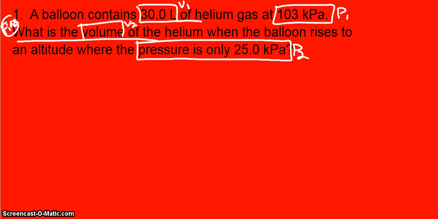So as I've labeled the conditions, anything that was related to initial conditions I called 1. So we have V1 of 30 liters and P1 of 103 kilopascals. And we want to find the volume, V2, of the helium when the balloon rises to an altitude where the pressure is only 25 kPa. That's my P2. So given that we have volume and pressure, this is going to be a Boyle's law problem.